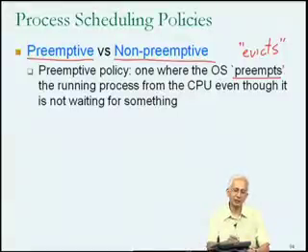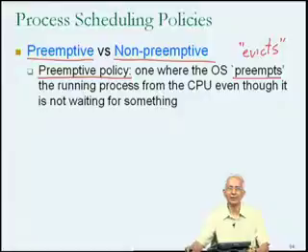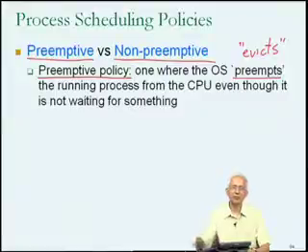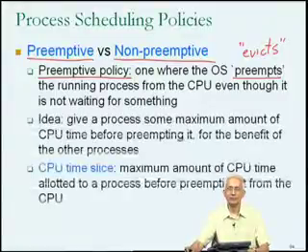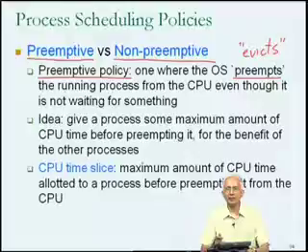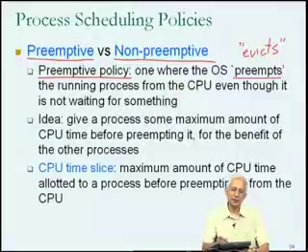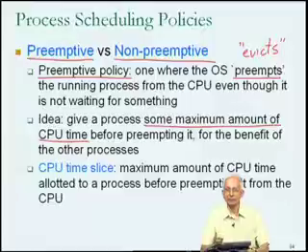So we expect that in Unix and Linux systems we are going to find this kind of preemptive policy. Now the question which may arise is, when does the operating system preempt a process? An idea which is often used is that in a preemptive scenario, the operating system might give a process some maximum amount of CPU time and then preempt it.